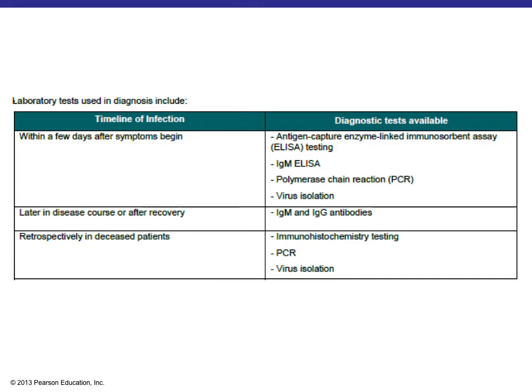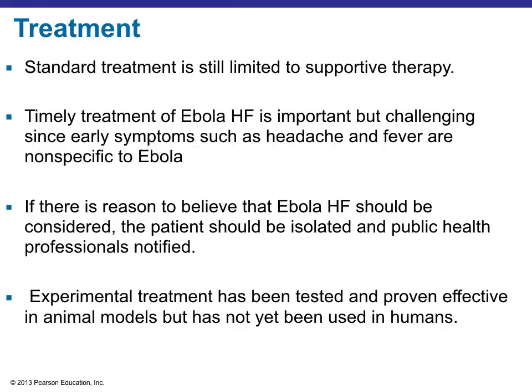In this case it's called the antigen capture enzyme linked immunosorbent assay. Also PCR and virus isolation. Later in the disease, detection of IgM and IgG antibodies, and then retrospectively in deceased patients, immunohistochemistry can be done, as well as PCR, and of course virus isolation.